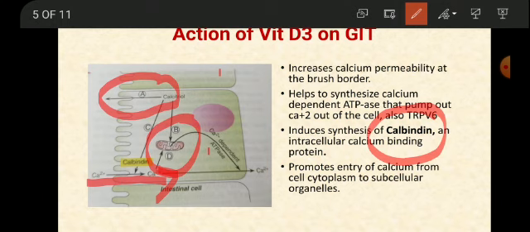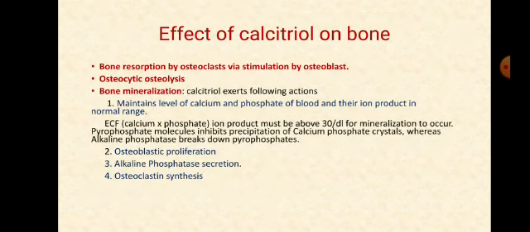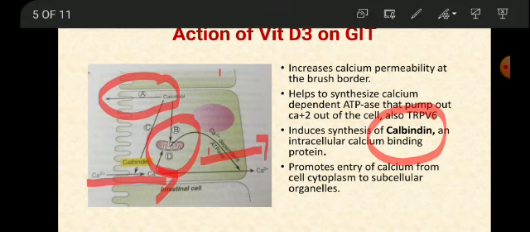Transportation of calcium into different subcellular organelles like mitochondria is also ensured by vitamin D3. Now, whatever calcium enters the gastrointestinal epithelial cell is also extruded out into the extracellular spaces and thereby into the blood by some calcium dependent ATPase enzyme and also different transporters like TRPV6, transient receptor potential vanilloid type 6. These molecules help to extrude calcium out of the intestinal epithelial cell.